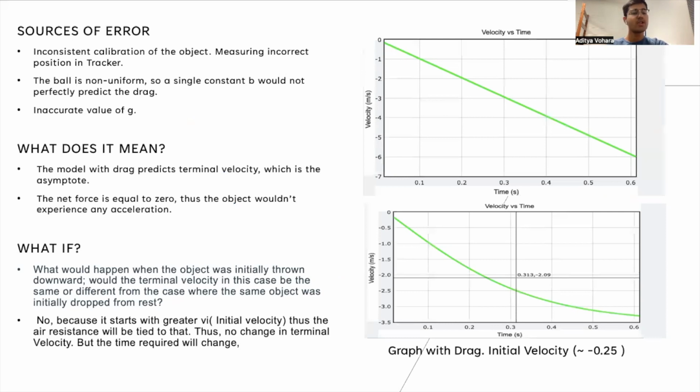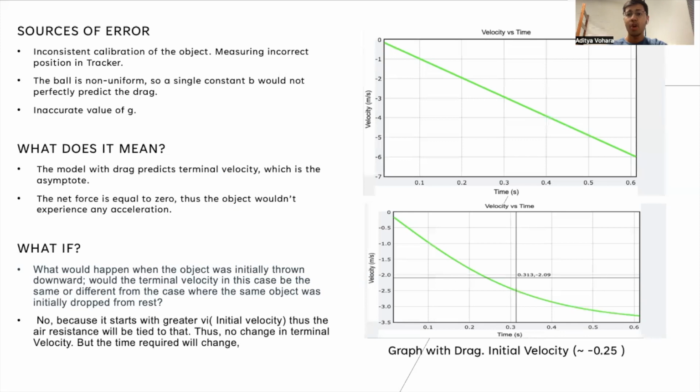Now let us look at the sources of error. Sources of error could include inconsistent calibration of the object. The ball, being a non-uniform object, can change, and hence the b would not be perfectly accurate, and there may be an inaccurate value of g. What does it mean? The model with drag predicts the terminal velocity, which is the asymptote, as we can see here. The net force is equal to 0, thus the object would experience no acceleration.